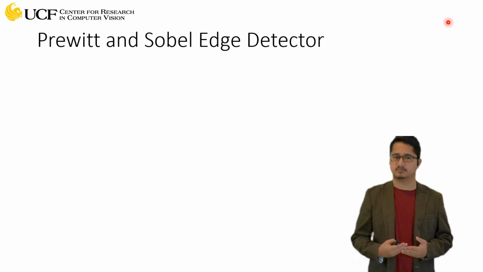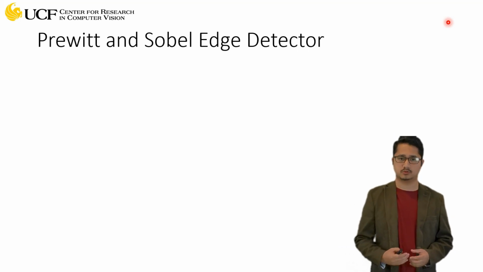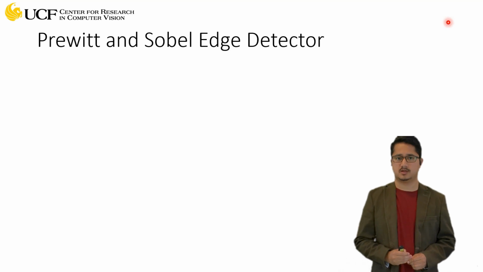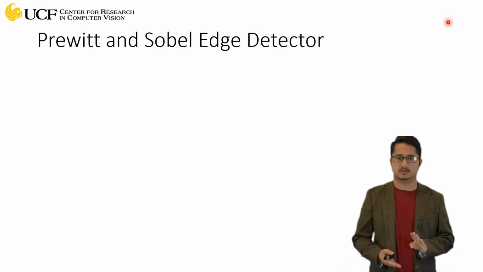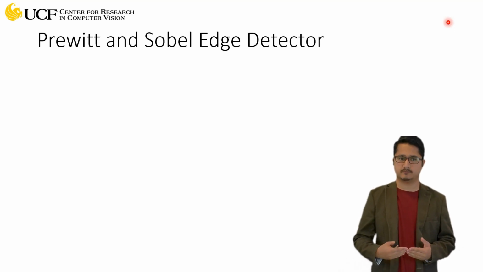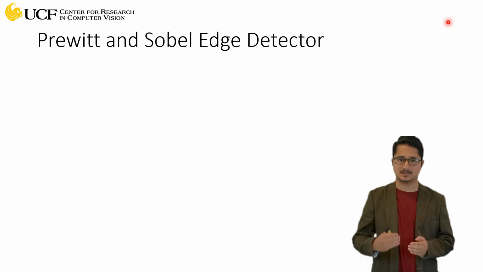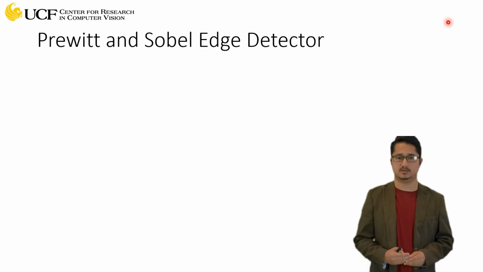Basically, Prewitt and Sobel, both of these edge detectors, are almost similar. There is a very slight variation between these two. The filters we use for performing edge detection in these two algorithms are different, but the steps are exactly the same.